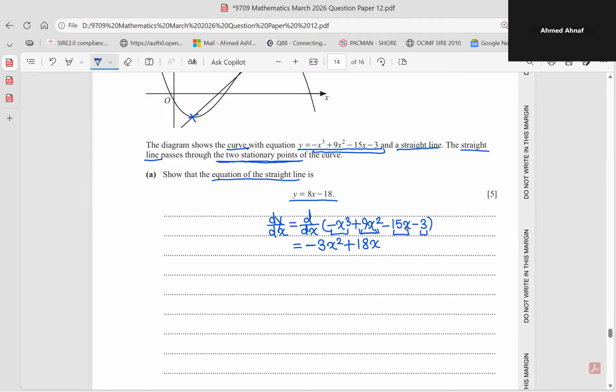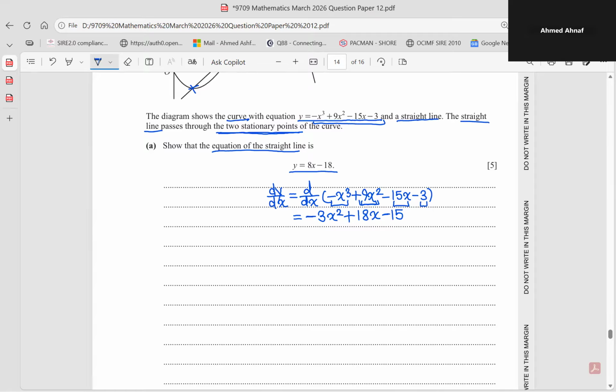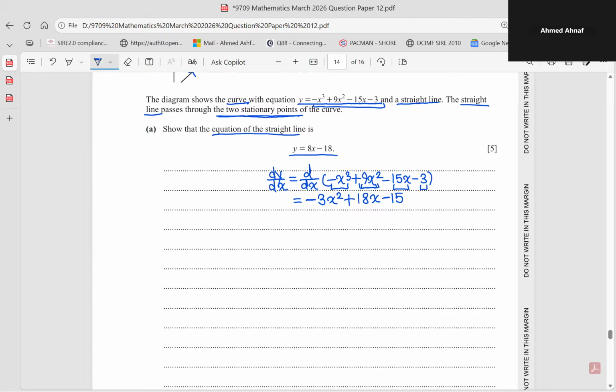Same for this. You keep the constant term 15 and only differentiate the x. You bring down the current power, which is 1, so 15 times 1 is 15. Then you minus 1 from the current power, so you get 0. x to the power of 0 is just 1, so basically the x just goes away. For the constant term, the derivative is just 0, so you just leave it alone. So this is our final expression for dy/dx. Now we're going to equate it to 0 and solve for x.